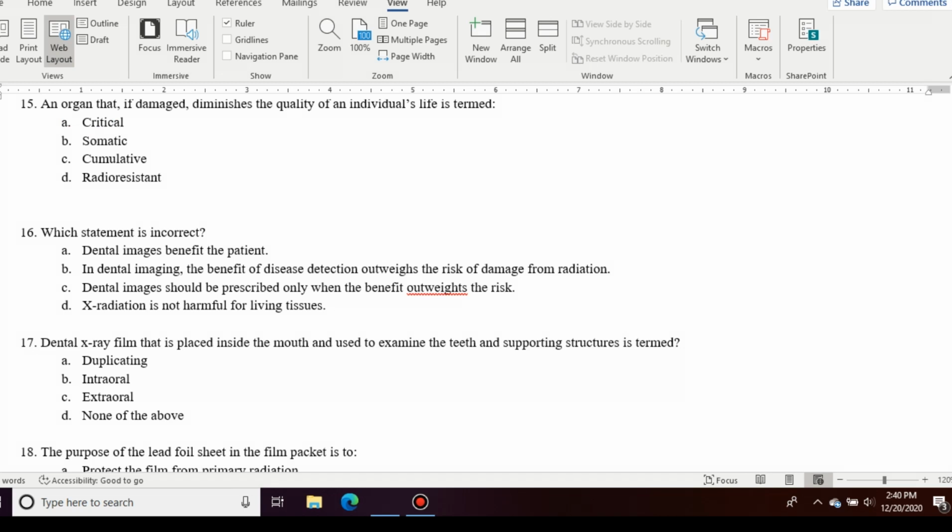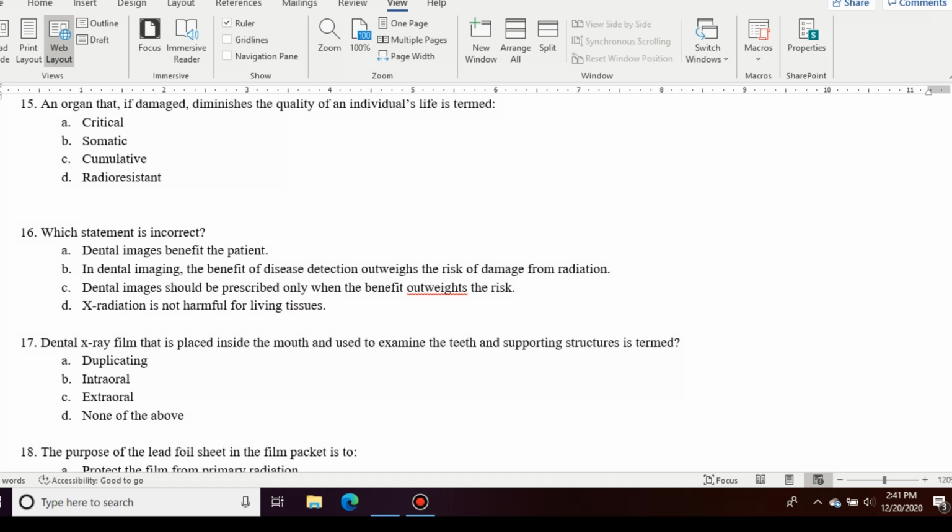Number 16, which statement is incorrect? A, dental images benefit the patient. B, in dental imaging, the benefit of disease detection outweighs the risk of damage from radiation. C, dental images should be prescribed only when the benefit outweighs the risk. Or D, X radiation is not harmful for living tissues. The correct answer is D, X radiation is not harmful for living tissues. It is harmful for living tissues. However, we know that in dentistry, it is such a small amount that there is little to no risk.